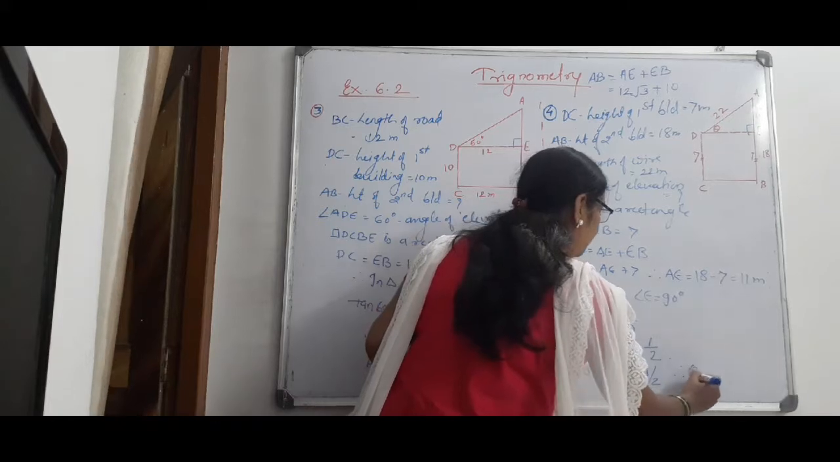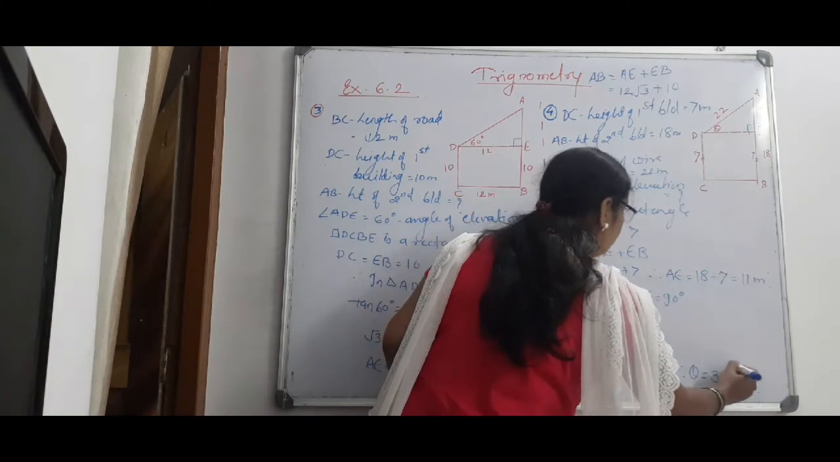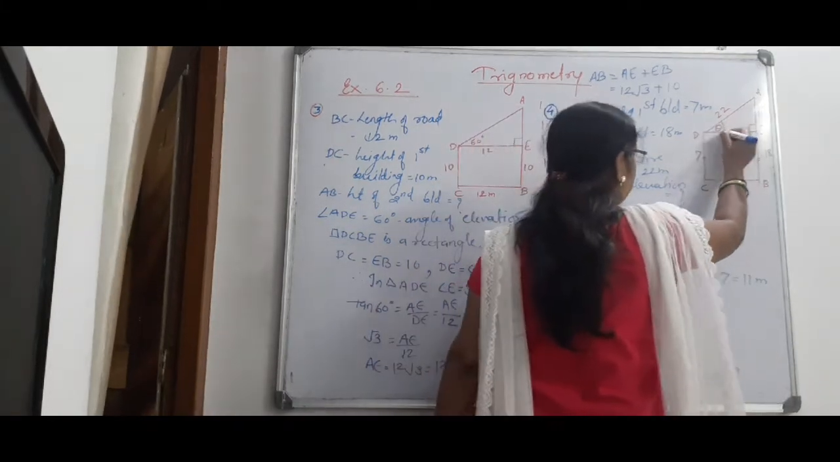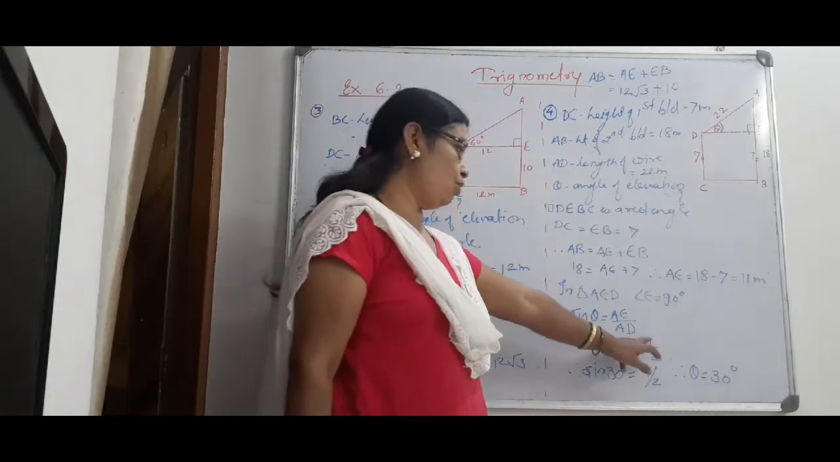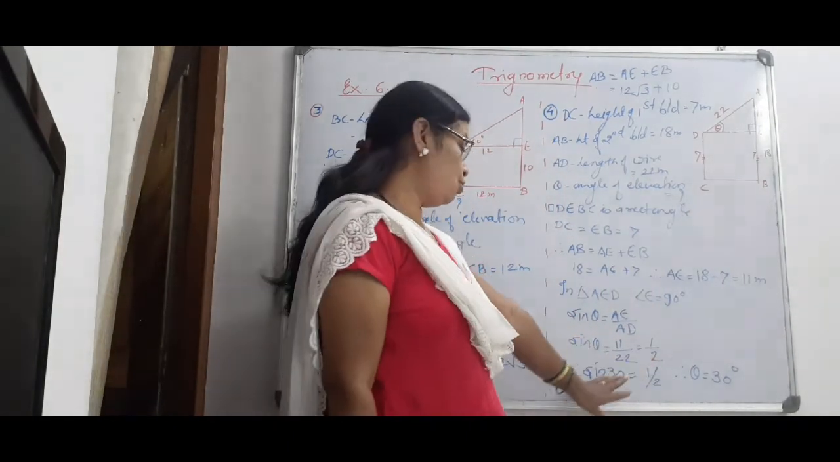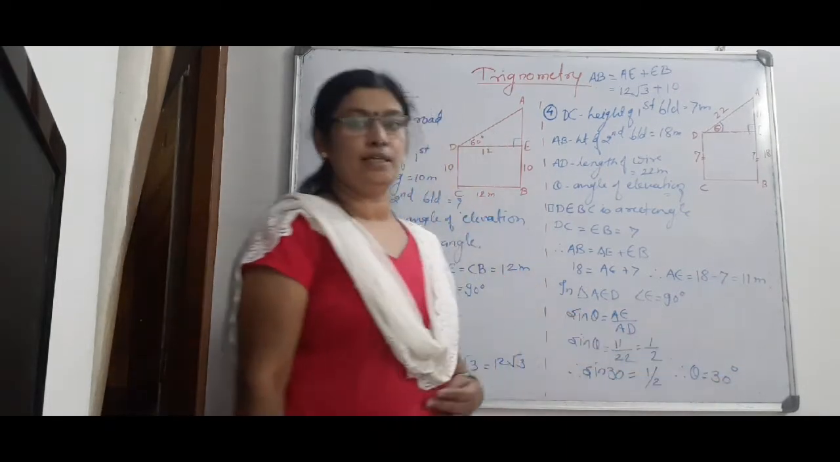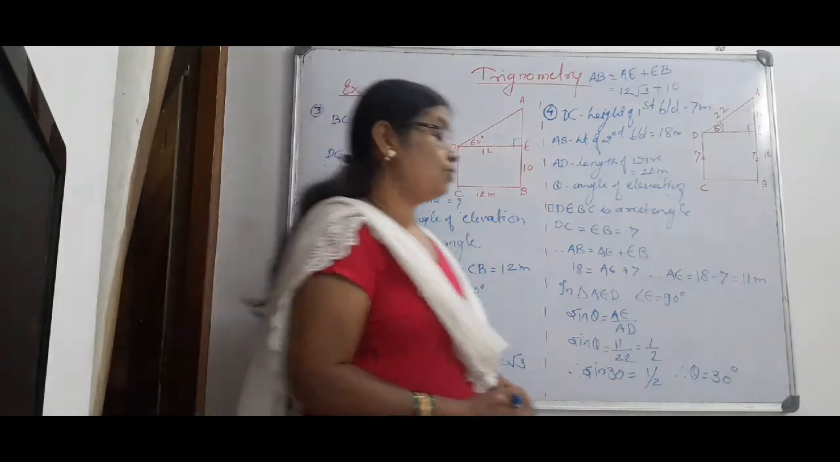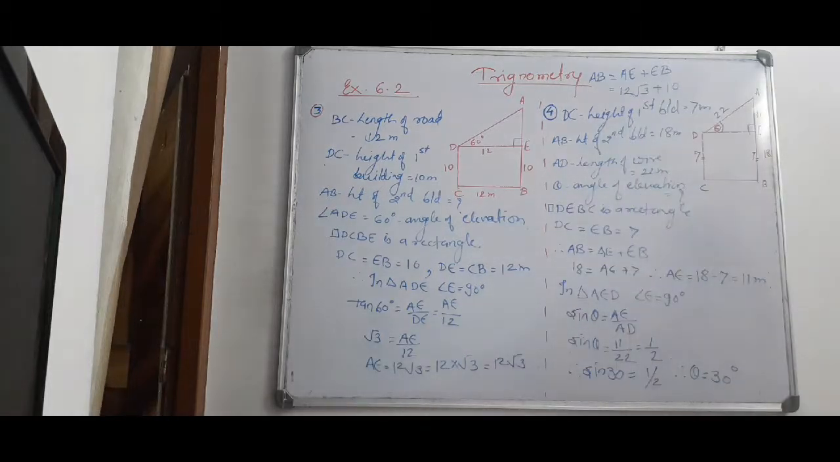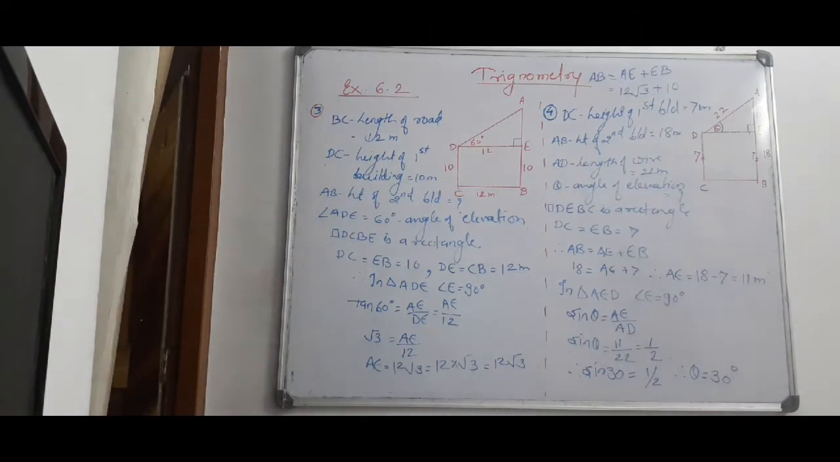And therefore theta is equal to how much? 30 degree. This angle is how much? 30 degree. Your ratio is how much? 1:2. Whose ratio is 1:2? Sine 30 is 1:2. Therefore theta is equal to 30. Now students, let's see the next problem, that is the fifth problem.